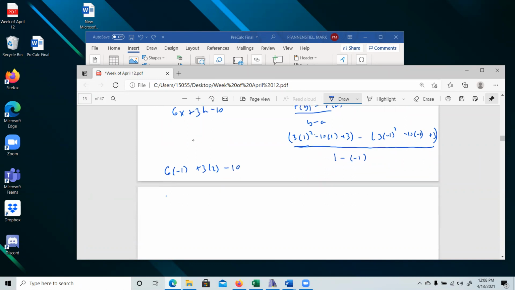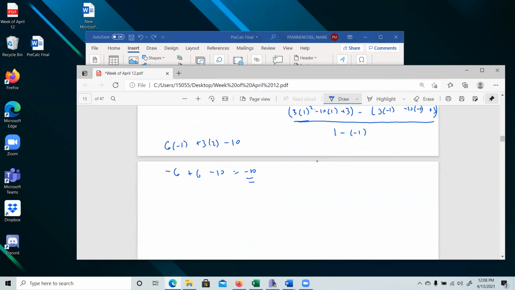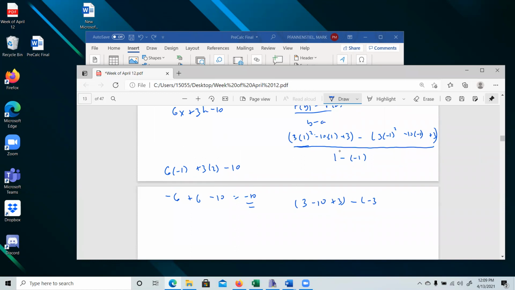So here it looks like we have negative 6 plus 6 minus 10. Looks like we're looking at minus 10 here. Let's see if we're going to be okay with the arithmetic over on the other side. Okay, so this is going to be 3 minus 10, plus 3, minus, and we have a negative 3, that's, oh no, it's positive. Negative 1 squared will be positive, plus 10, yeah, that's negative 1.